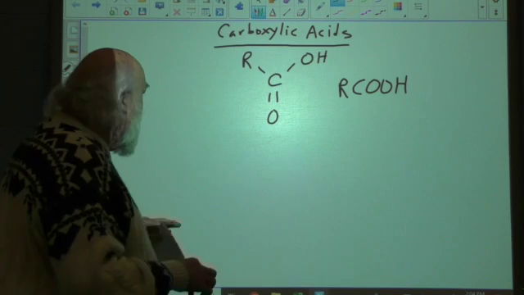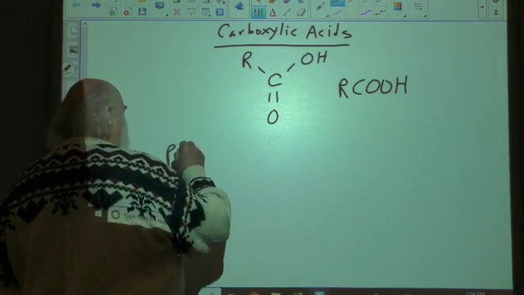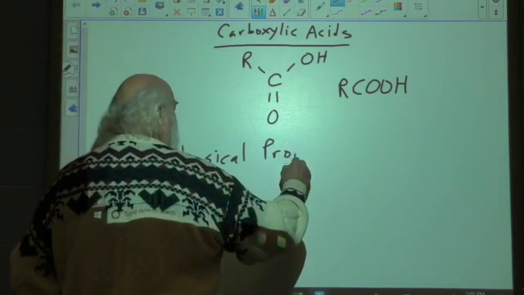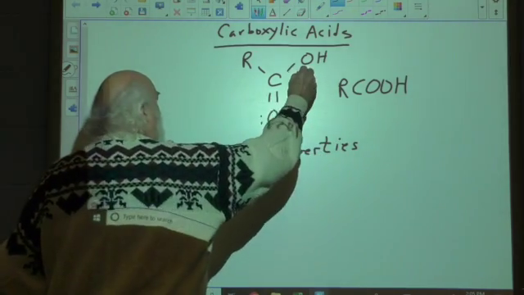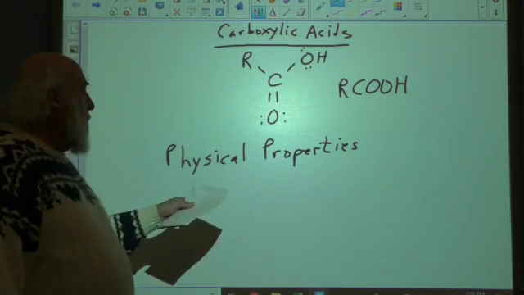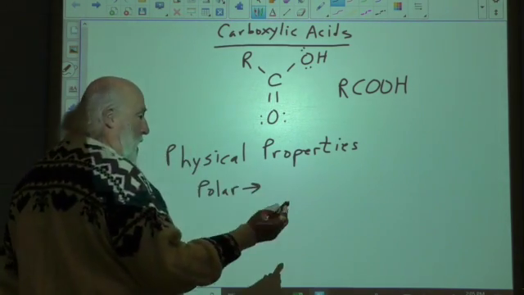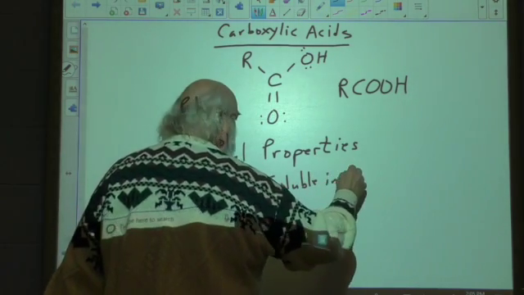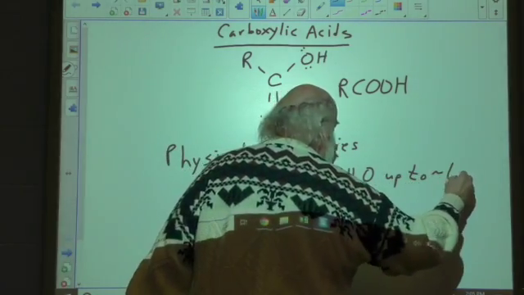But before we get into that, let's get into physical properties, which are going to be pretty obvious. Because of both of these oxygens right here, this is going to be incredibly polar. So this is a polar molecule, and the meaning of that, of course, is that it's going to be soluble in water. Up to around 6 carbons.